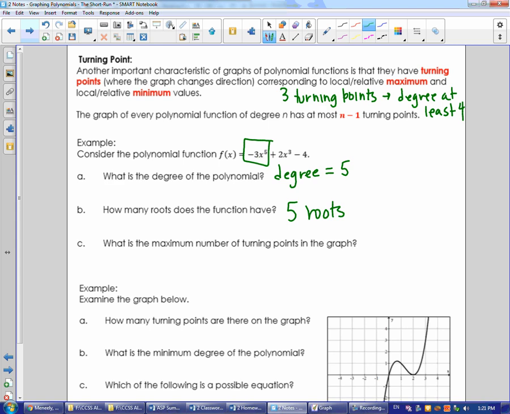And then if I wanted to look at the graph, I could also look at the graph in terms of the number of turning points. The maximum number of turning points is always going to be 1 less than the degree. So there would be, at most, 4 turning points.